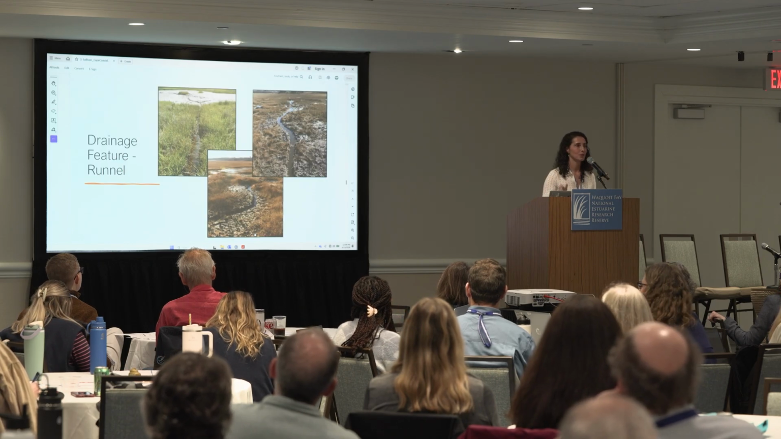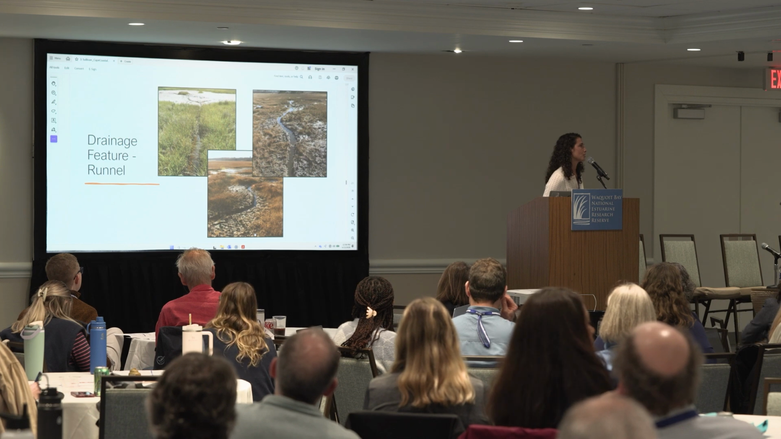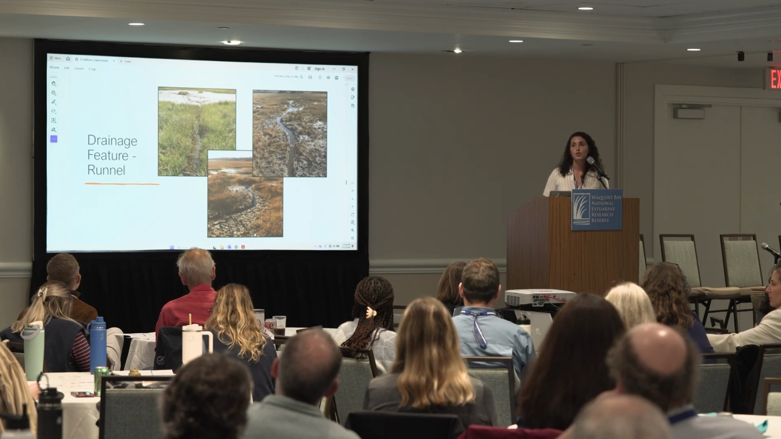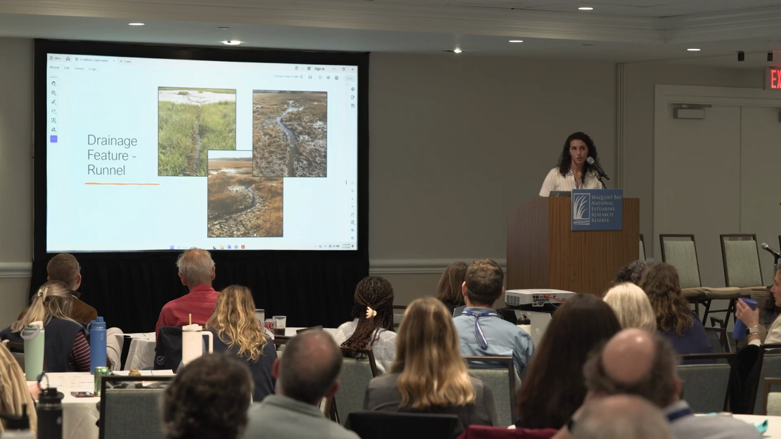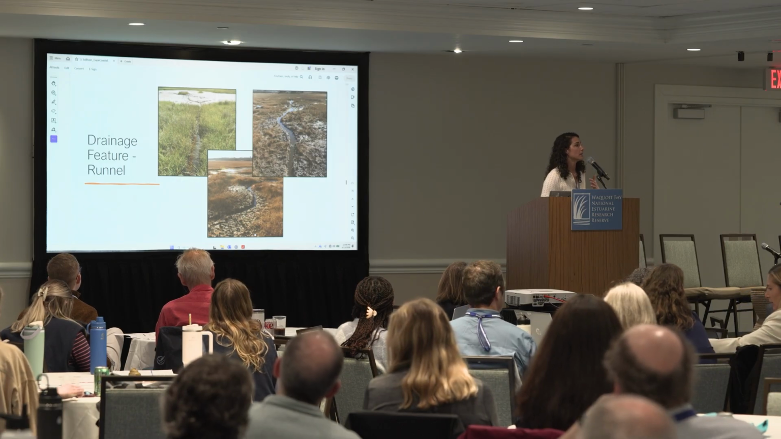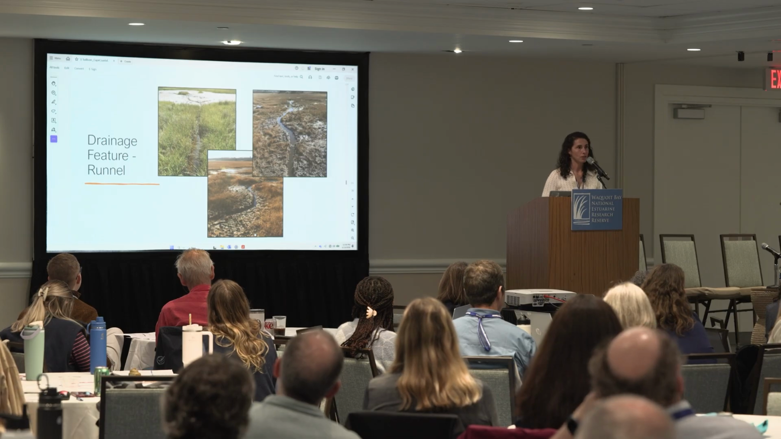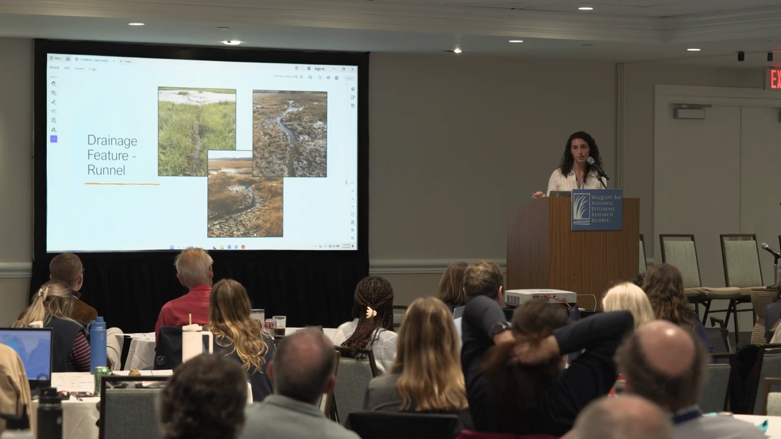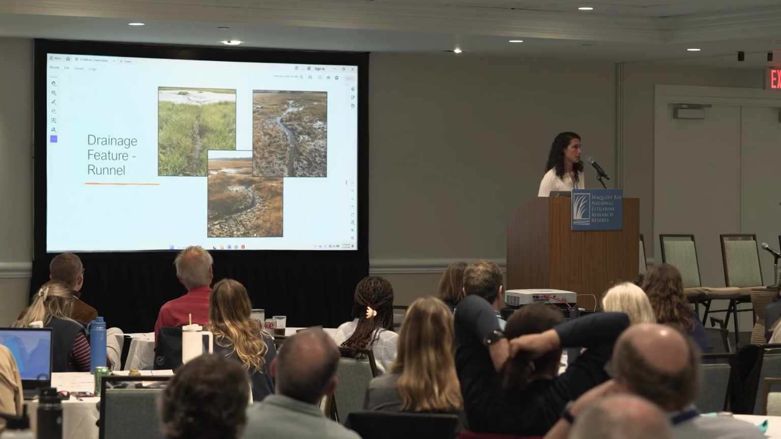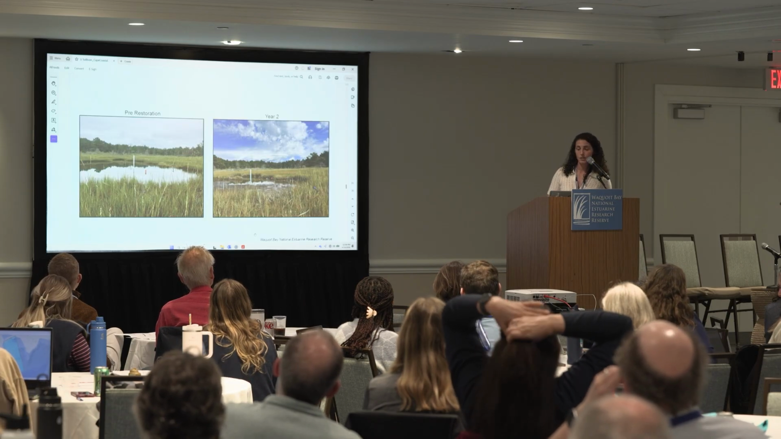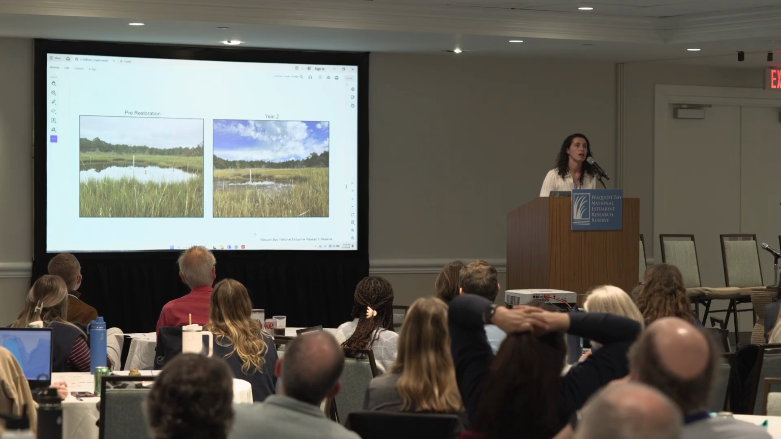So I'll walk through each of them, first starting with drainage features, more commonly referred to as runnels. These are shallow, narrow channels that are dug into the marsh surface to help drain standing water from the megapools and allow that vegetation to recolonize. So the runnel connects a pool or an area of standing water to a drainage ditch, and it helps drain the water. Here's an example of a runnel that we installed at Webner.